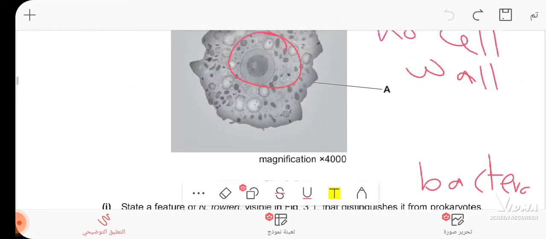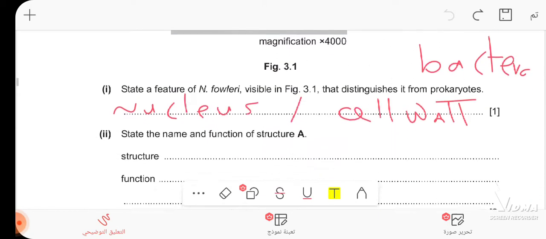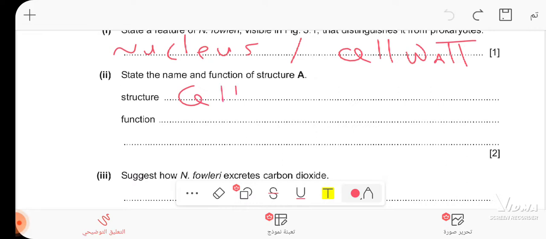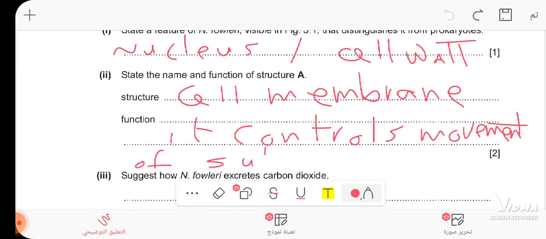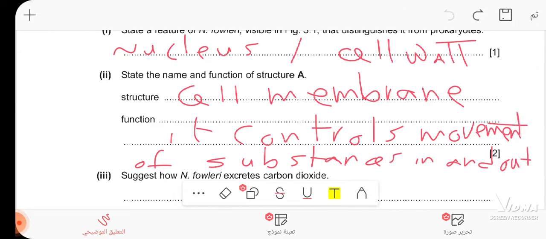State the name and the function of structure A. Structure A is the cell membrane. Function: it controls. It is partially permeable. We say that a cell membrane is partially permeable, where osmosis occurs at this membrane. It is a living membrane. So it controls the movement of substances in and out of the cell. This is the function of the cell membrane.